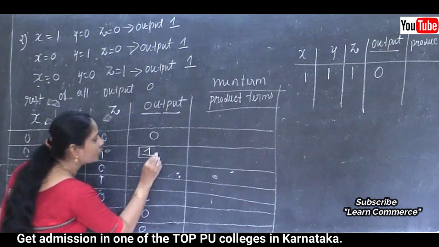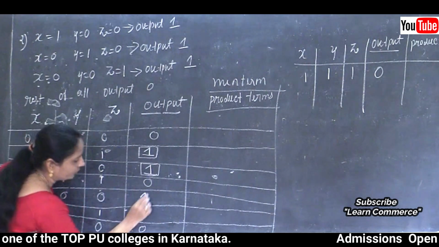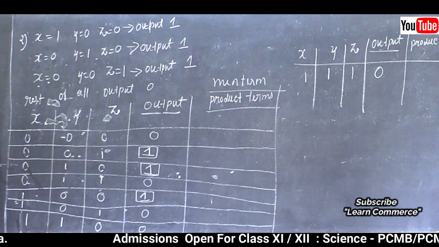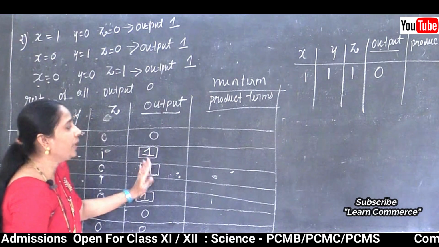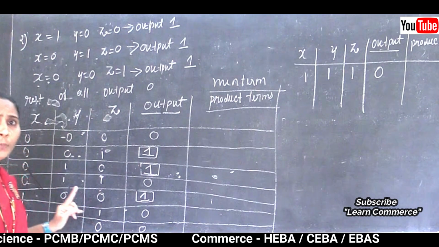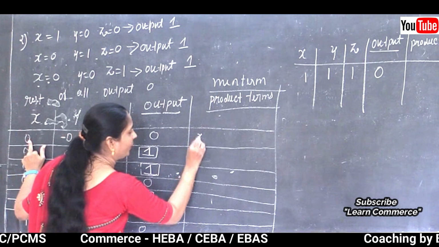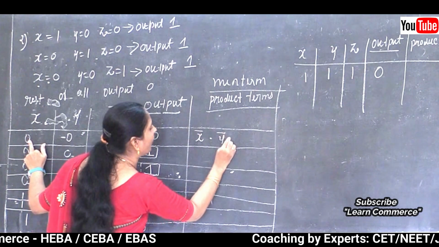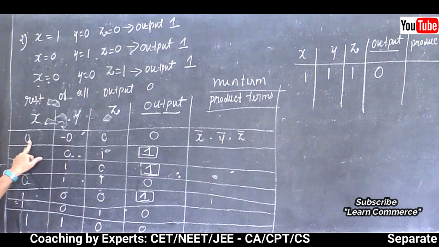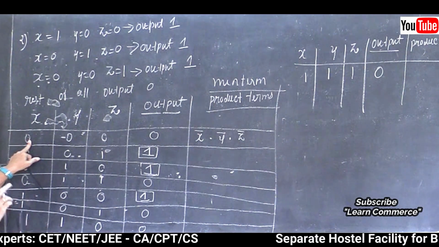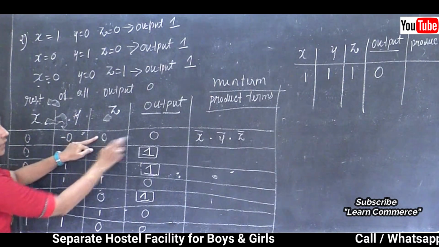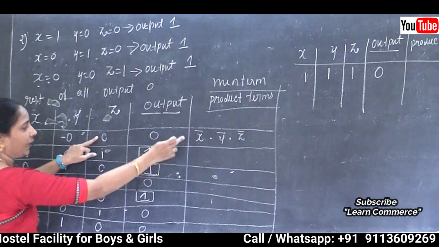So before going to form the SOP, now I am going to complete the last column. The name of the column is the product terms. So complement of x and complement of y and complement of z. For a variable with value 0, take its complement. This is the definition of the min term. So 0, 0, 0 means complement x and complement y and complement z.